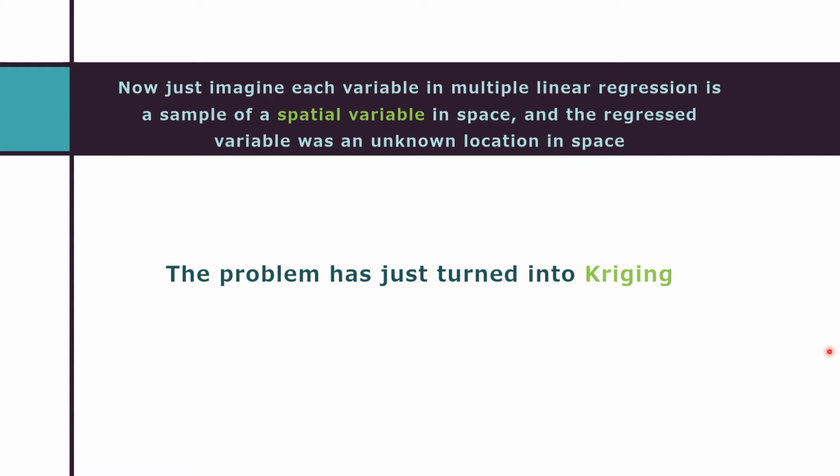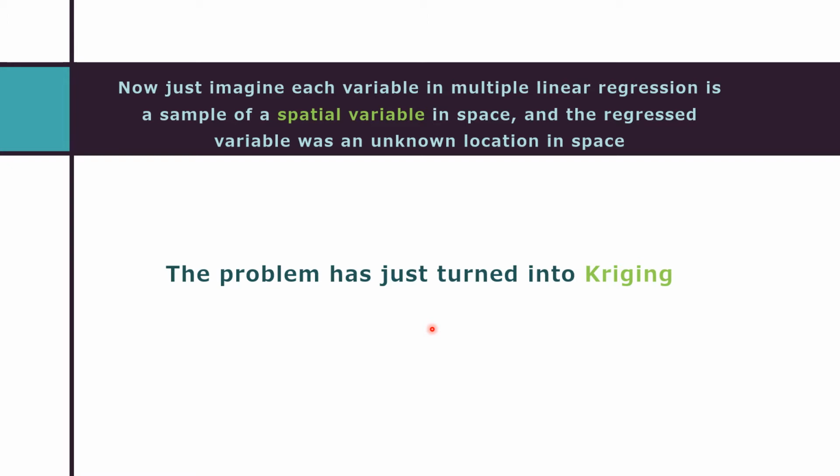And our regressed value, or z0, is a regression or an estimation of that same spatial variable at one unknown location. By making those assumptions, the problem of multiple linear regression has just turned into the problem of Kriging. And that's the only difference between them.